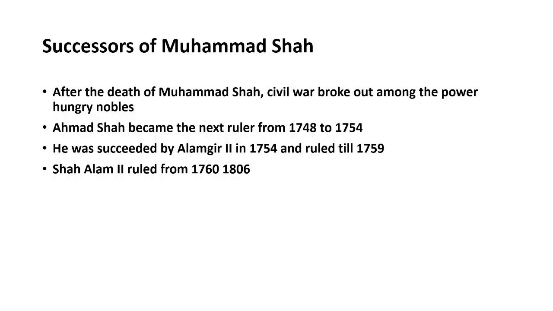Who were the successors of Muhammad Shah? After the death of Muhammad Shah, civil war broke out among the power-hungry nobles. Ahmad Shah became the next Mughal ruler. He ruled from 1748 to 1754. In 1754, Alamgir II became the next Mughal ruler, and he continued to rule till 1759. In 1759, Alamgir II died. He was succeeded by Shah Alam II. He ruled for a longer duration of 46 years, from 1760 to 1806.